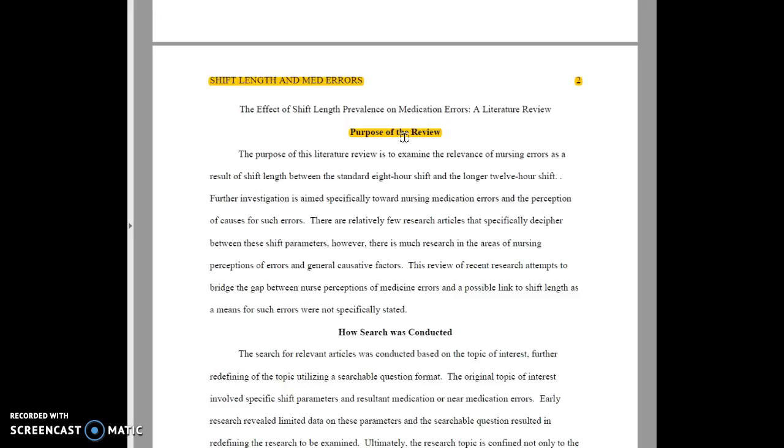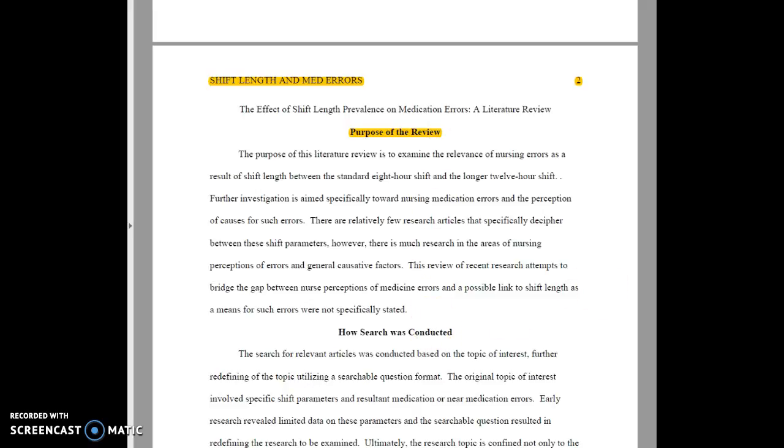You will also notice that these level 1 headings are from your outline. So, the outline has the purpose of the review. There is your heading. So you don't have to come up with headings. The headings are already there for you. You can simply use them. Like I said, level 1 headings are required in this paper.